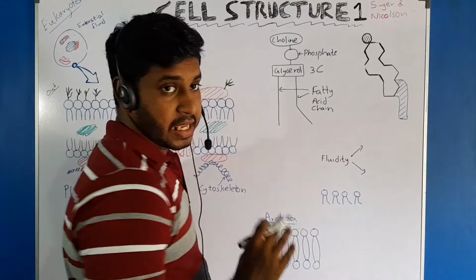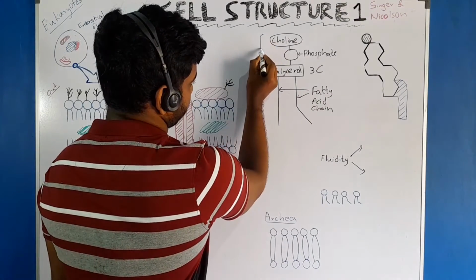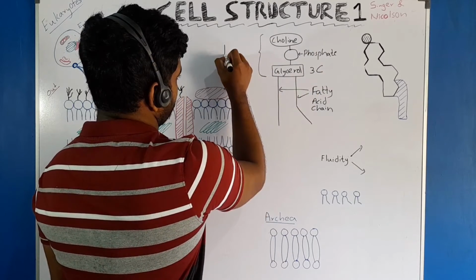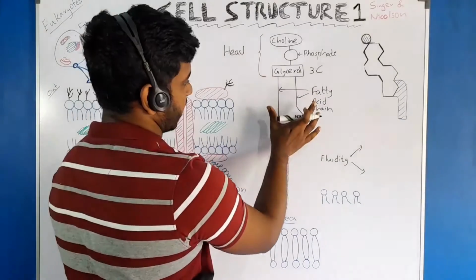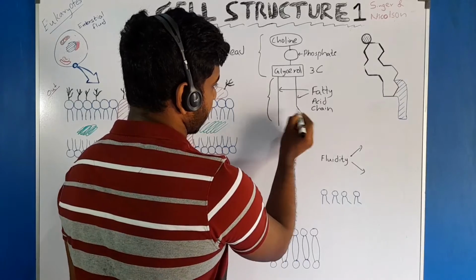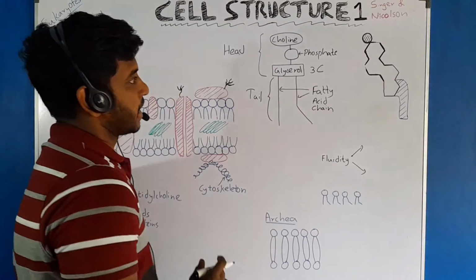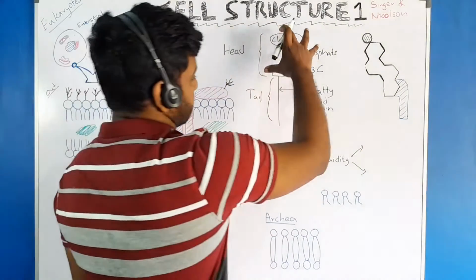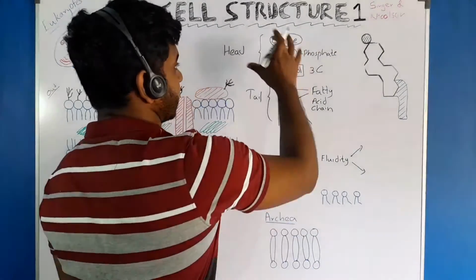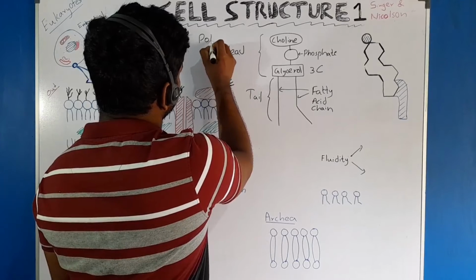If we take the chemical structure of these components, we call these three parts the head of the phospholipid molecule. These two fatty acid chains are the tail of the phospholipid molecule. But these two groups, head and tails, are different in chemical nature. The head is a polar group.